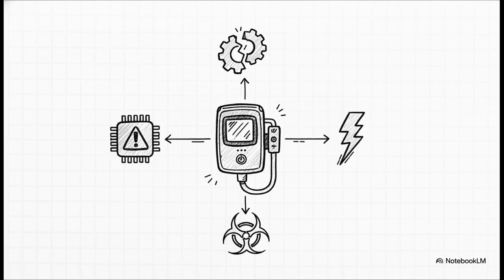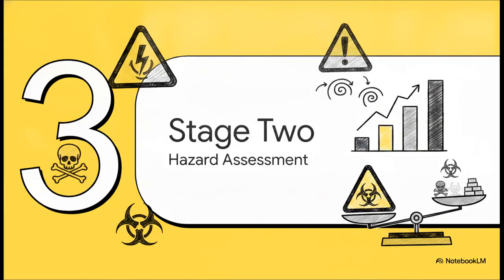To summarize, Stage 1, our main goal here is to aggressively brainstorm and list out every conceivable hazard, from hardware wear and tear to software computation errors that could threaten the system. Moving right along to Section 3, Stage 2, Hazard Assessment.